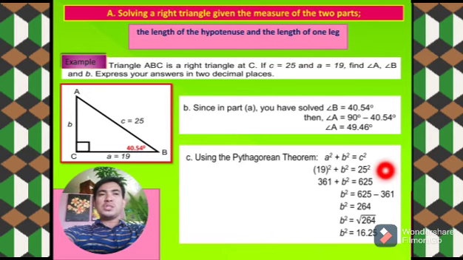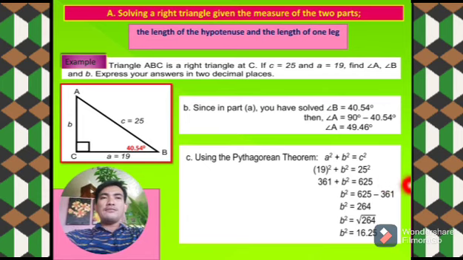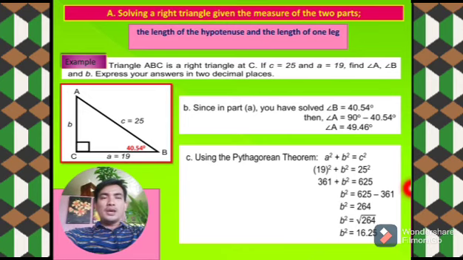So by substitution, you would have 361 plus B squared is equal to 625. Looking for the value of our B, you would have 625 minus 361 as we transfer 361 to the other side. And you would have 264. Then take the square root of 264 since we're looking for the value of our B alone. By the way, in that case, that is only B, not B squared.